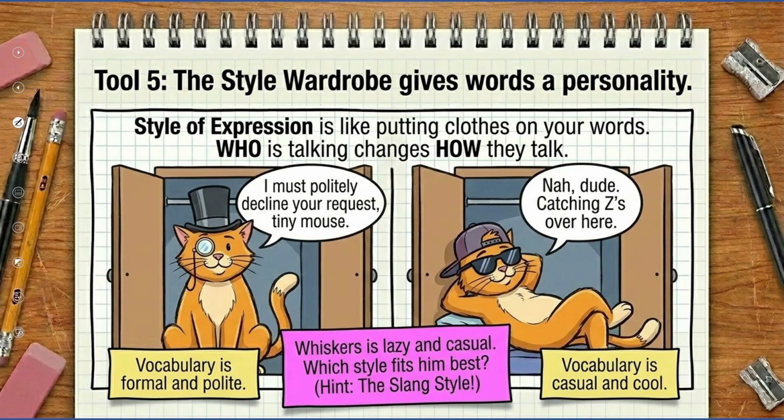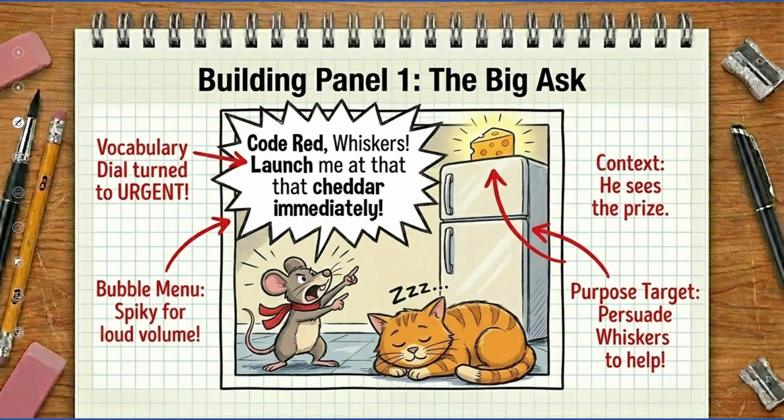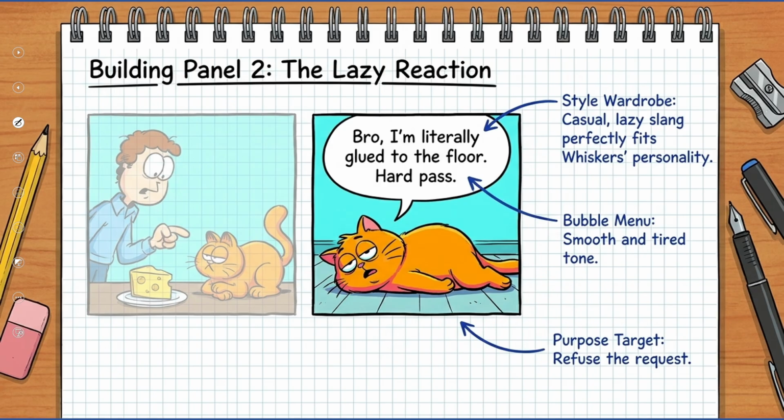So what do you think? Should we choose these dialogues or these ones? I think these ones, because Whiskers the cat is very lazy and has its own attitude. So I believe this vocabulary is casual and cool and suits the personality of the cat. So this is the right way of doing it. He is annoyed and angry. That's why we have used the spiky speech bubble. And in the next slide, for the cat's speech bubble, we have used the smooth one.